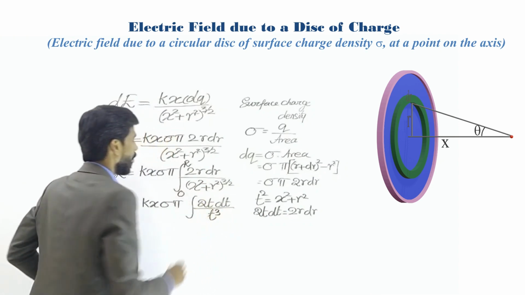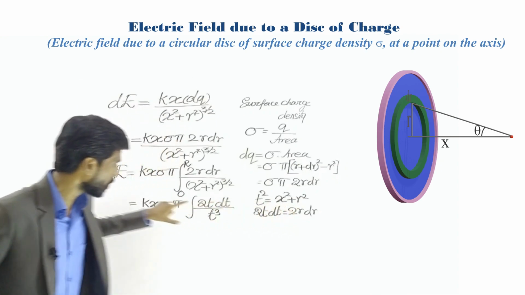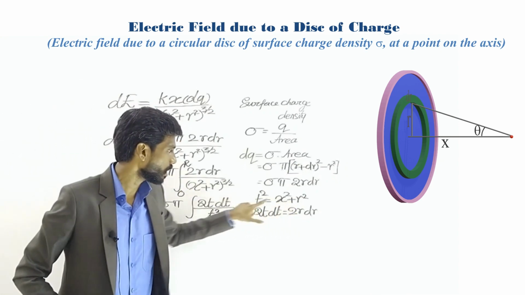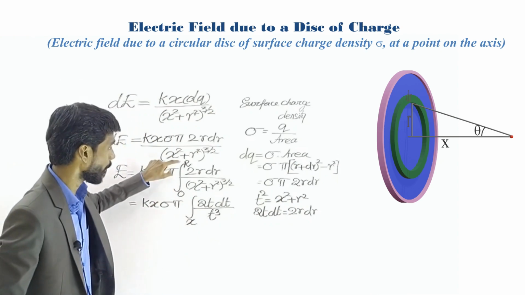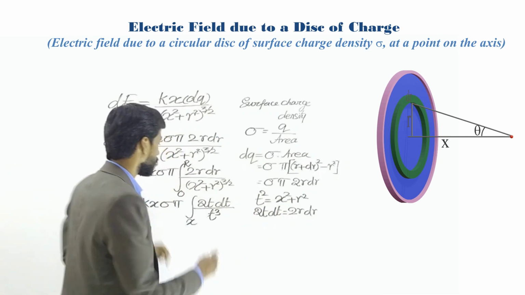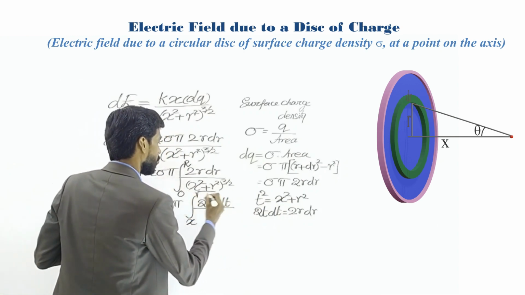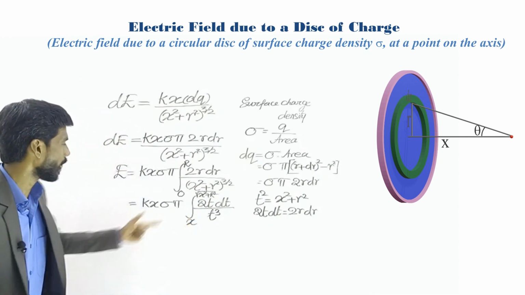And in the integration, the limit will also change. When r is 0 initially, t is the same as x only. And when r equals capital R, then the t value is the square root of x squared plus r squared. So let us do this integration. 2 can be taken out.